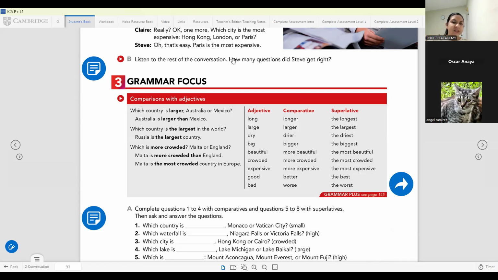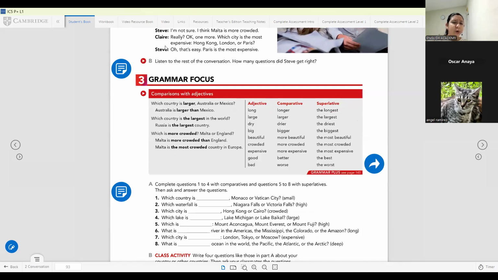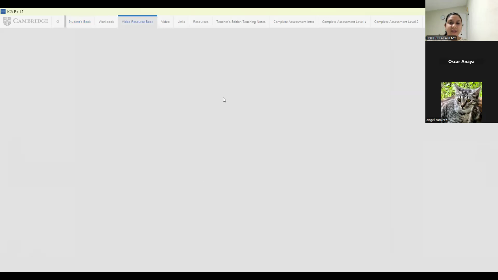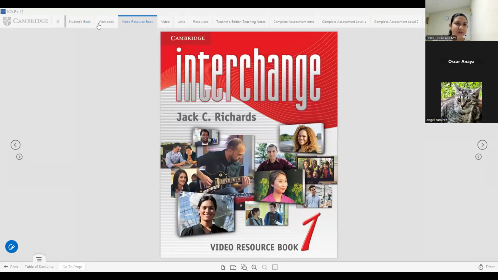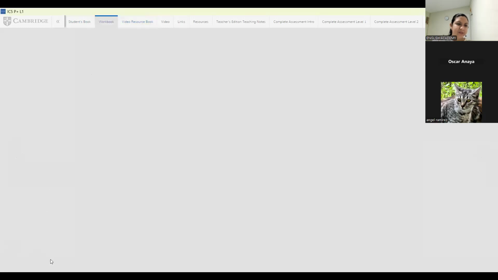So I'm going to send you some exercises that are in the workbook, so you can practice the use of comparatives and superlatives. So in a moment you will see. Oh, give me a moment. I don't know what happened. In a moment you will receive the exercises, people, okay? So Angel, I don't know if you have any questions about the use of comparative and superlatives.